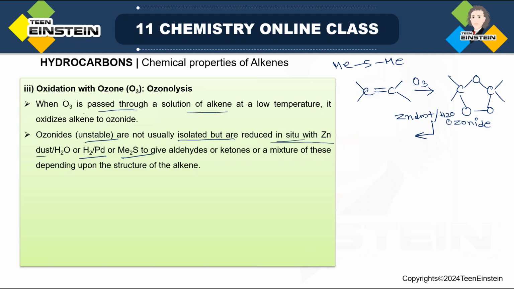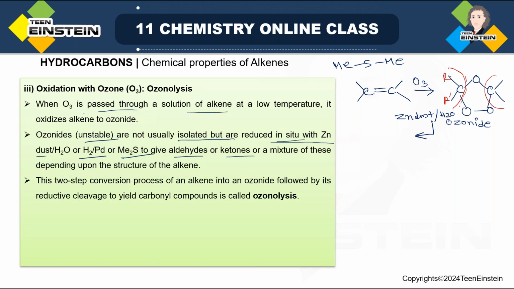These are common. And finally you get aldehyde or ketones, or a mixture of these. Again, that depends on the structure of alkene. So what type of alkene you have taken, depending on that, you will get either aldehyde or ketones. Fine. So what happens actually from this ring structure, though we will see the mechanism in the next slide, I am just saying right now that from this part, suppose there are some groups R or R prime. So from this part you get one product and from another side you get another product. Fine. So this is a two-step conversion process of an alkene, first into ozonide, followed by its reductive cleavage.